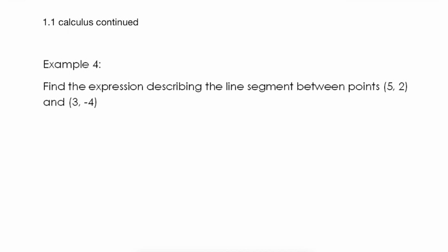We are just kind of reviewing some of our algebra skills in chapter 1. But all of these skills that you're going to see are going to be bumped up to the next level, just so you're aware. So let's look at this first one. It says, find the expression describing the line segment between (5, 2) and (3, -4).